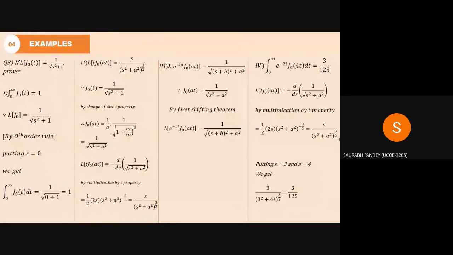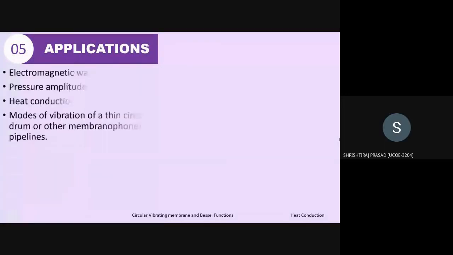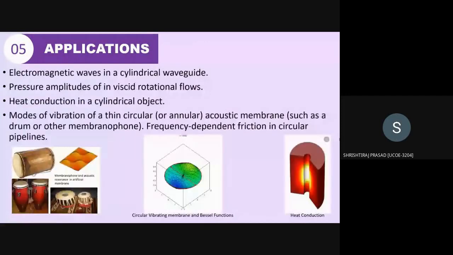So for continuing with applications, Srishtiraj. Good afternoon, respected Tina ma'am and my fellow mates. Myself, Srishtiraj Prasad, roll number 96, from second year computers.